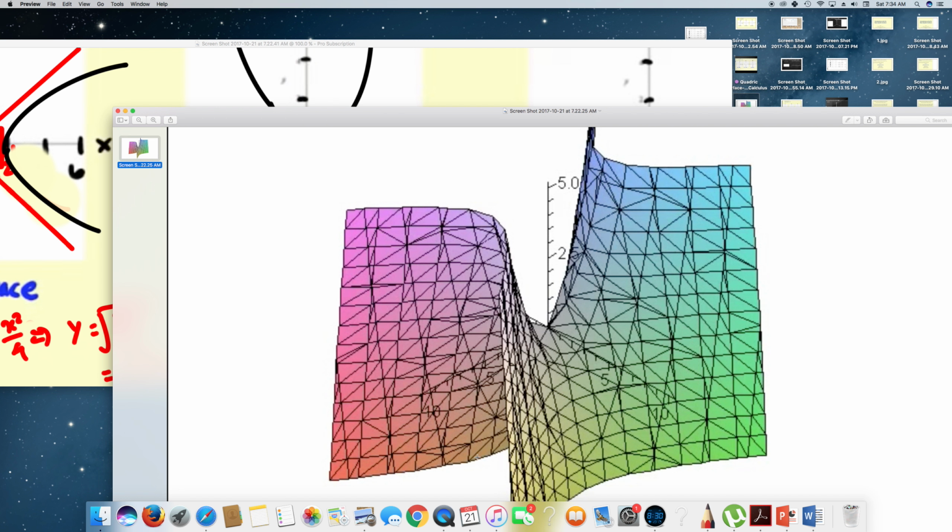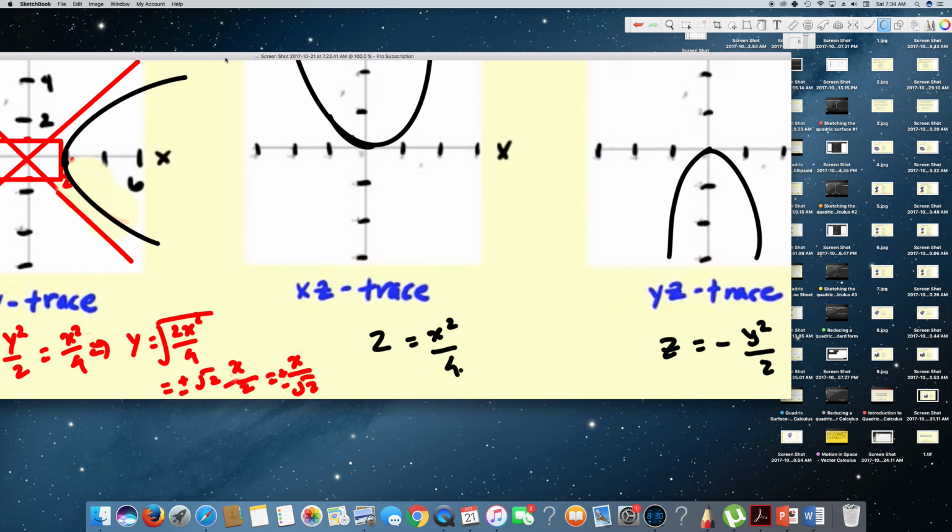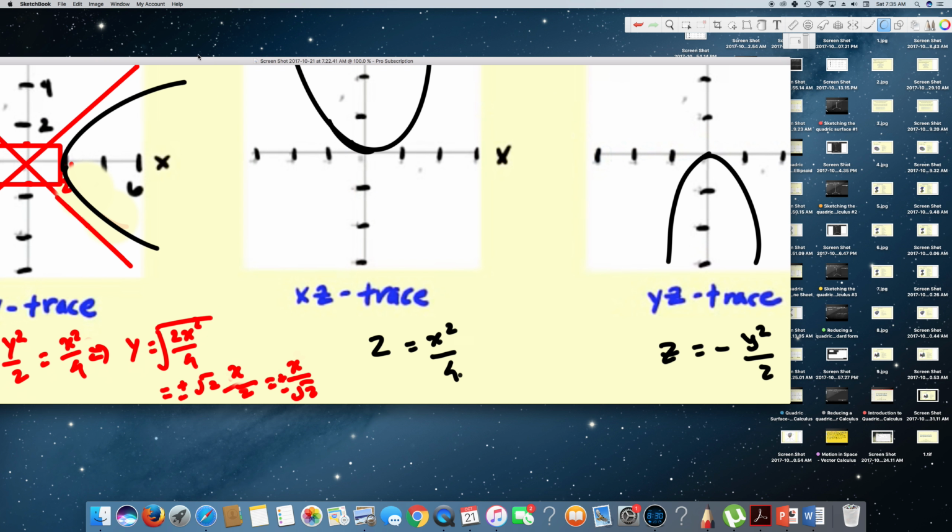And also the yz trace, you will see a parabola opening down, because this is inside of this, like think of going through a cave or something like that. You will have a parabola opening down like that, right? And that's how we draw traces for this hyperbolic paraboloid.